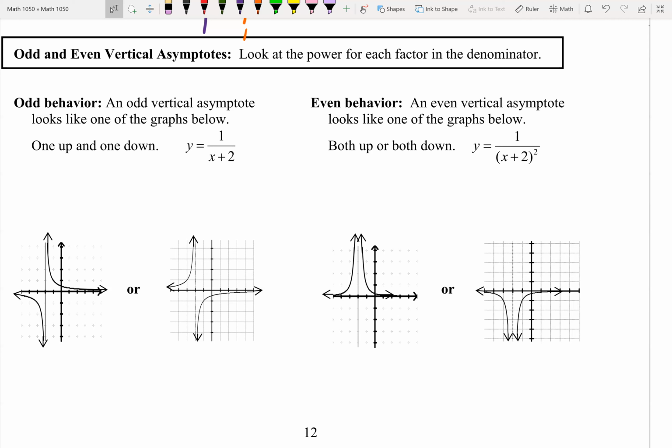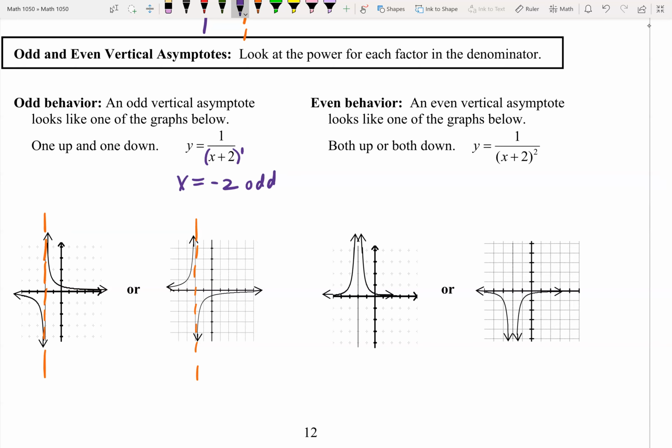Okay, so look at this one right here. Find the vertical asymptote. So it's x equals negative 2. Now take that red pen or whatever you've got, and I want you to dash in that vertical asymptote. Is the asymptote even or odd? Everybody look right here. See this x plus 2? Do you see how you only have one of them? One is odd. So that is an odd vertical asymptote.